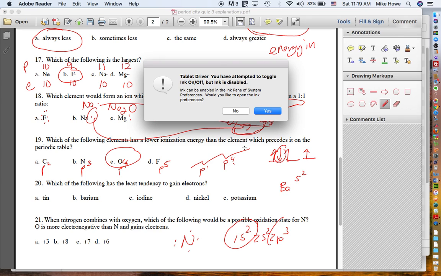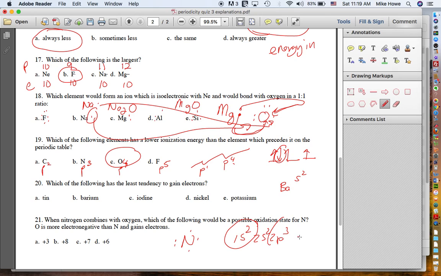But you can't take away more than is in the outer shell. So if you had a +8 oxidation state, you'd be taking away 8. That's more electrons than nitrogen even has total. You won't take away all 7 because the 6th and 7th would come from the first energy level, and the same thing for letter D, the 6th one would have to come from the first energy level. So 5 could come off, but not more. So the only possibility here is 3.